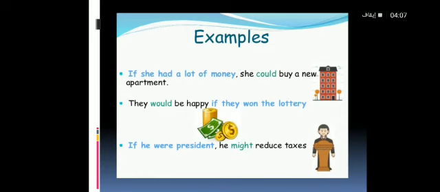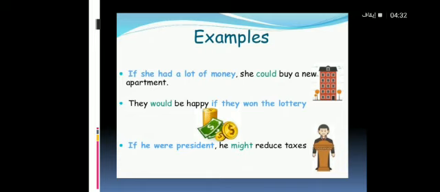If she had a lot of money, she could buy a new apartment. Here the first part is if plus subject, she, plus had, verb to have, a lot of money, complement. Don't forget the comma to separate the two clauses. Unless the if clause comes at the second part of the sentence, we don't need a comma. She could buy a new apartment.